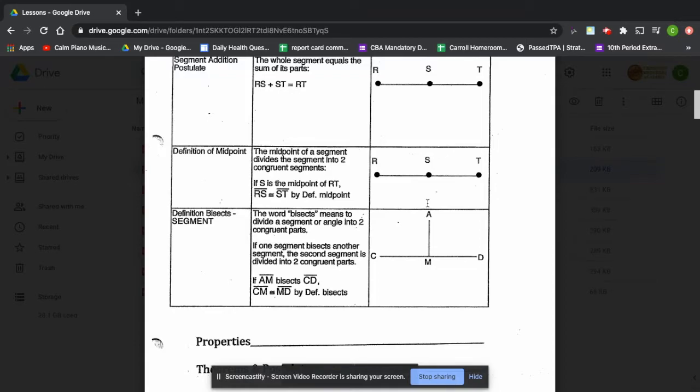So if you are given that S is the midpoint of line segment RT, one conclusion you can make is that from R to S is the same length as S to T. RS is congruent to ST. And that's going to be the same thing with the definition of a segment bisector, because CM is congruent to MD if AM bisects the segment CD.